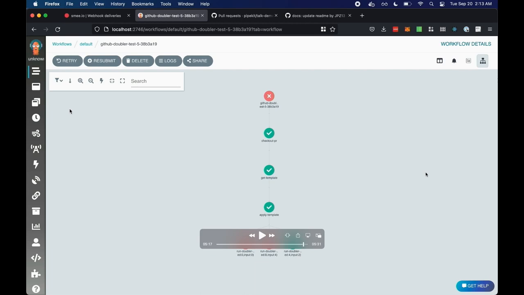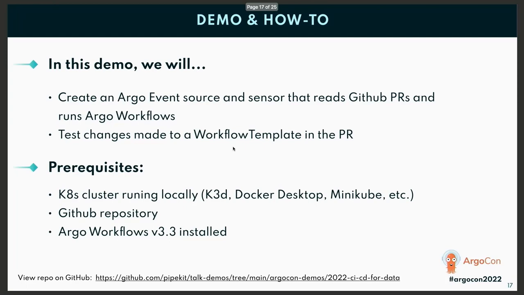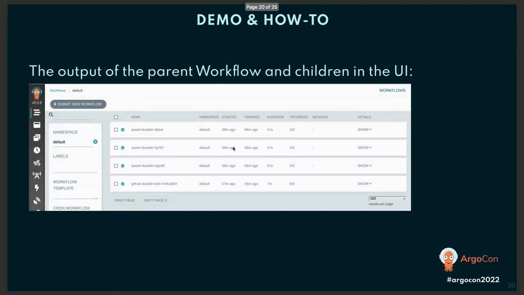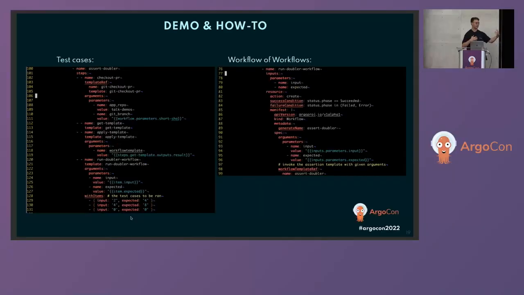So we can see that one of the cases passed, right? 2 + 2 = 4 still, but the other one's failed, right? And then lastly, if I go to our setup here, we can see the test cases that we did this with items where we specified our inputs and our expected outputs. So we didn't have a chance to cover all the versioning and whatnot and show the example of that, but this is how you can specify a set of inputs, outputs, and validate all of your workflow templates using just Argo events and Argo workflows.